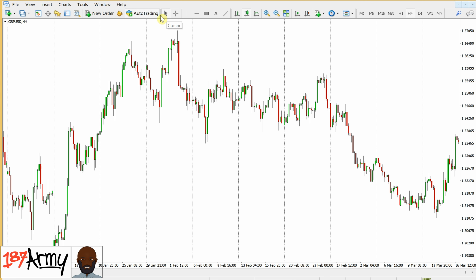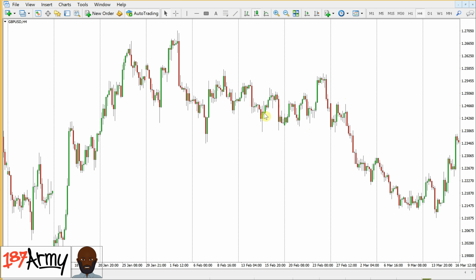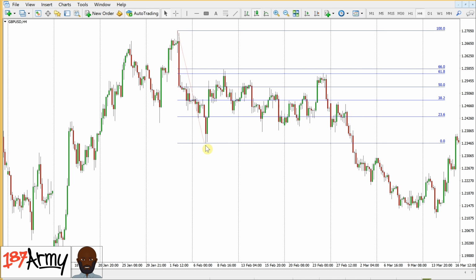is here. Go by the cursor, go by this static line thing here, right click, press customize, go to Fibonacci retracement, insert, and you can see you came here. Then just close it down. And because we're in a downtrend here, you can see that you draw Fibonacci. You click on the Fibonacci, you draw it from the high to the low, which is here, and you can see that you draw your Fibonacci. We just draw the mark.